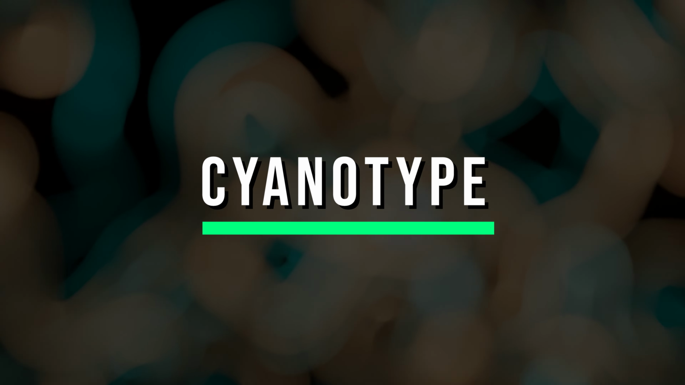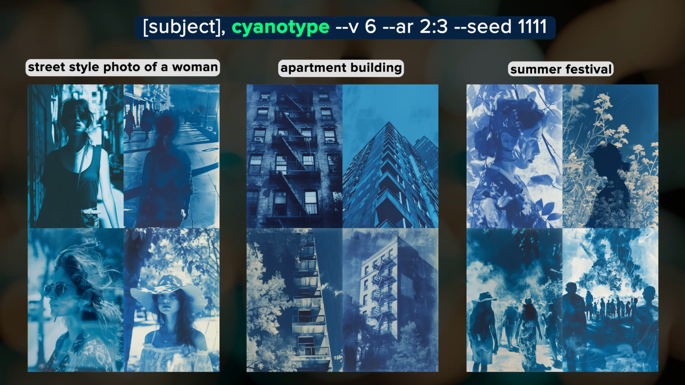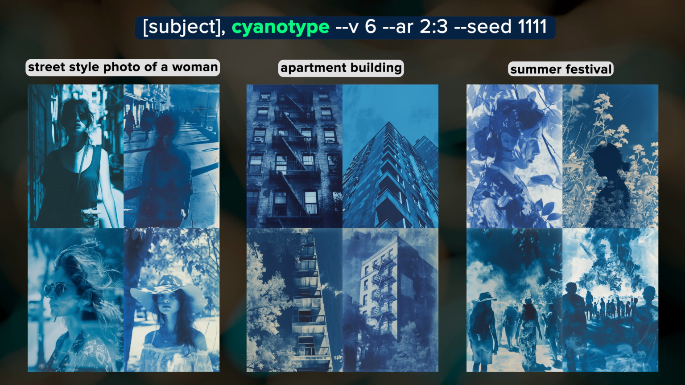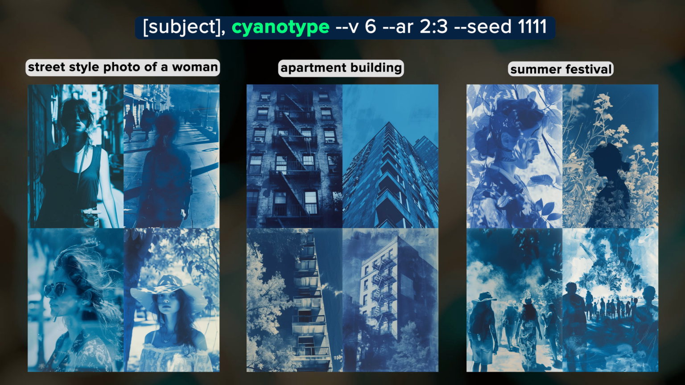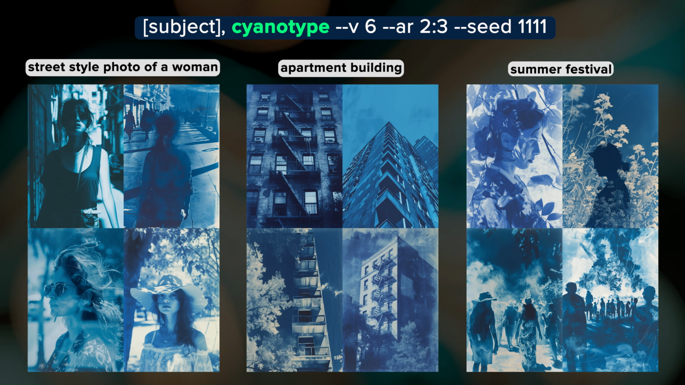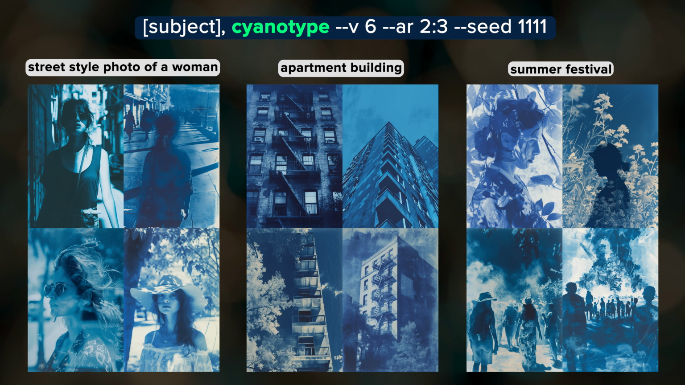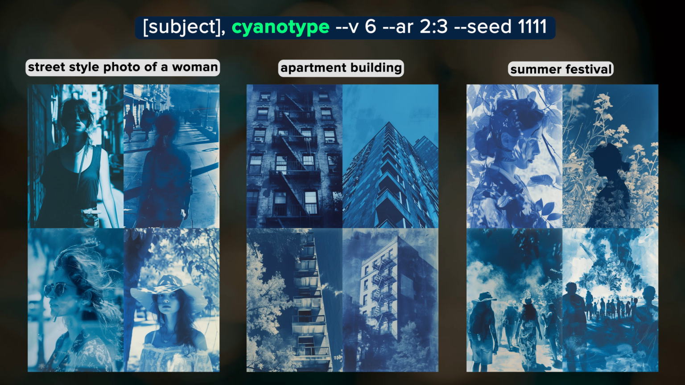Cyanotype, also known as blueprinting, was invented in 1842. It's an early photographic printing process that was initially used for reproducing technical drawings and creating botanical prints. It's similar to photogram, which I shared in the last video, but the distinctive feature of cyanotype is that all of the images are blue and white.